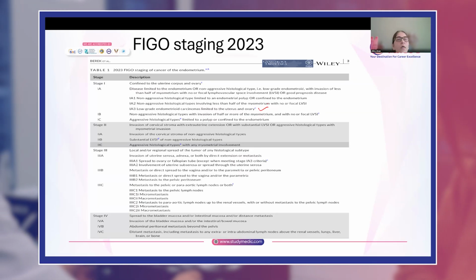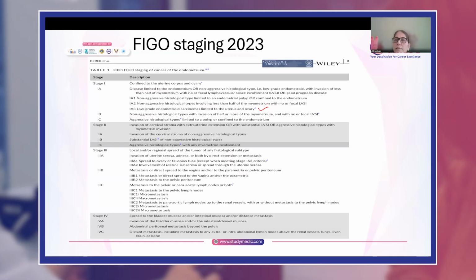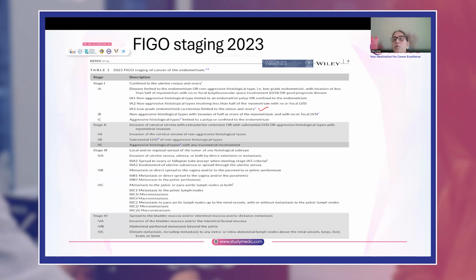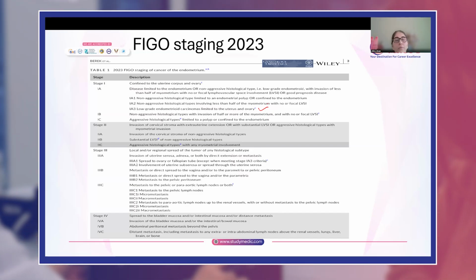Now stage 3. Remember, whenever there is any locoregional spread, that means any pelvic lymph nodes or spread to the surrounding local structures.